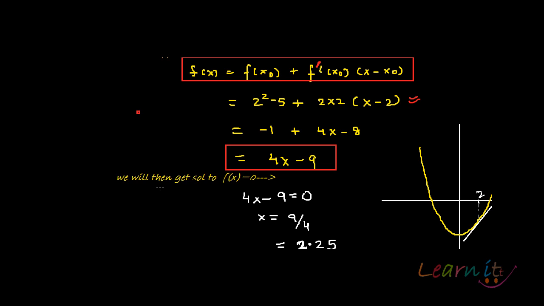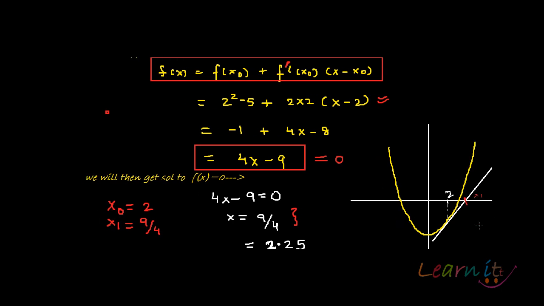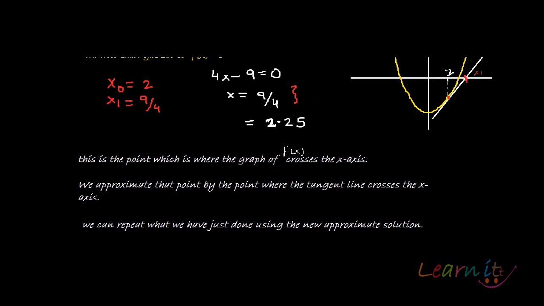Now we can equate this to 0 to get the solution x = 9/4, which is essentially x1. We took x0 as 2, and we found x1 as 9/4 or 2.25. Here's a parabola. Now I've created a tangent here and I found x1. This is the point where the graph of f(x) crosses the x-axis. We approximate that point by the point where the tangent line crosses the x-axis, because we are saying that f(x) is approximated by that tangent line.